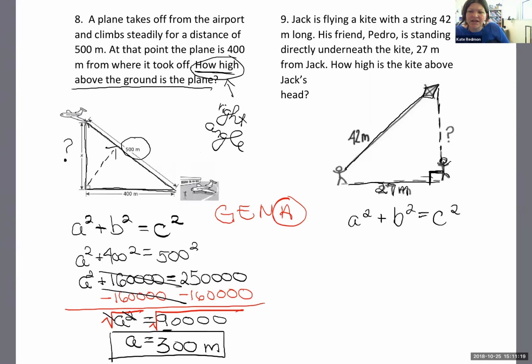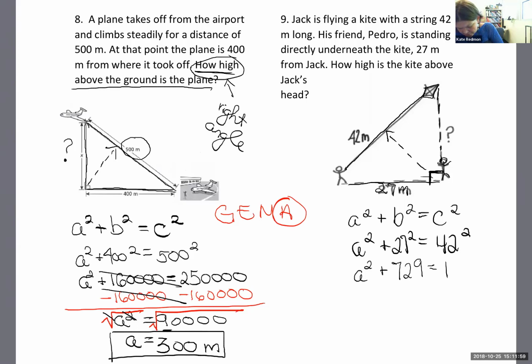So which side is C? It's going to be where the 42 is. Absolutely. Directly across from the right angle is that 42. That's what I plug in for C. A and B don't matter. Again, they're interchangeable. I'll call 27 B. A squared plus, I don't have 27 squared memorized. I'll do it in my calculator. I get 729 equals 42 squared, which is 1764. I have simplified.